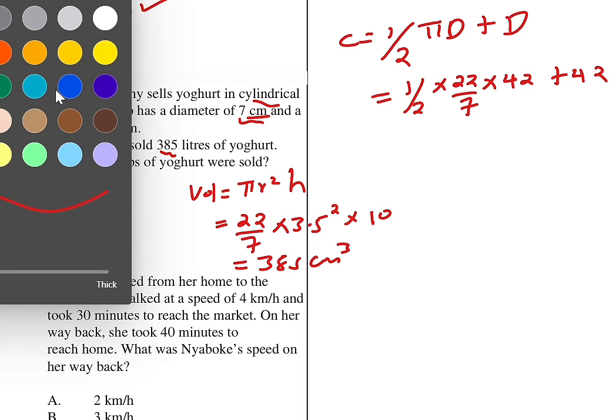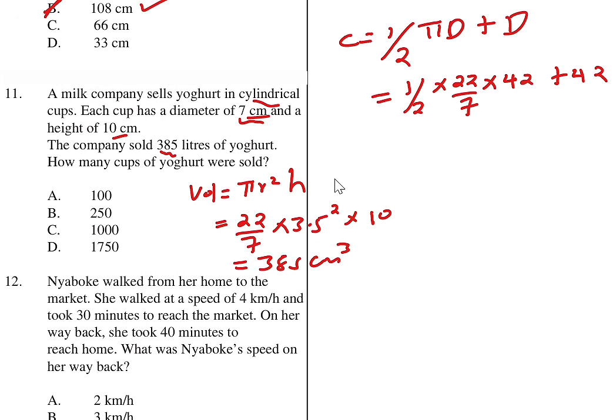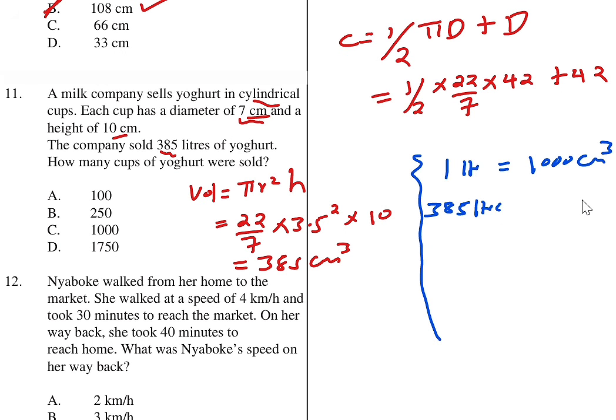So remember, we'll use how many liters? 385 liters. So the most important thing is to convert, because in cubic centimeters, we know that 1 liter is equal to 1,000 cubic centimeters. So ask yourself, what about 385 liters?